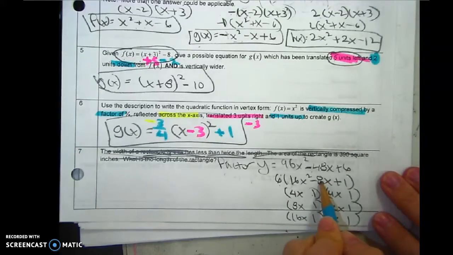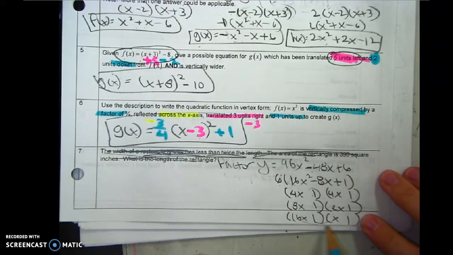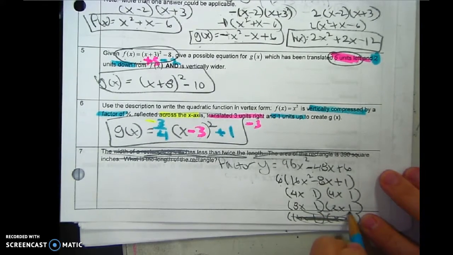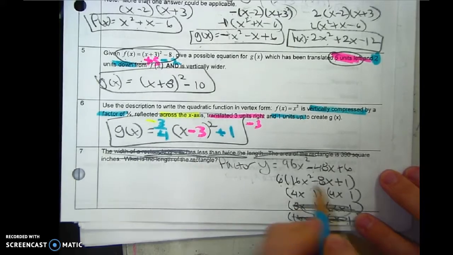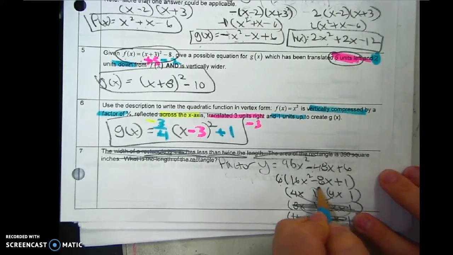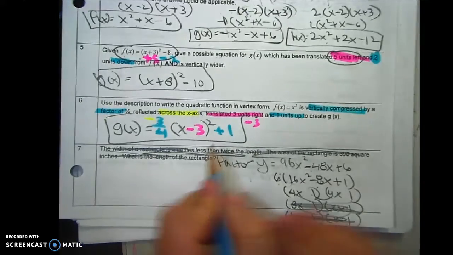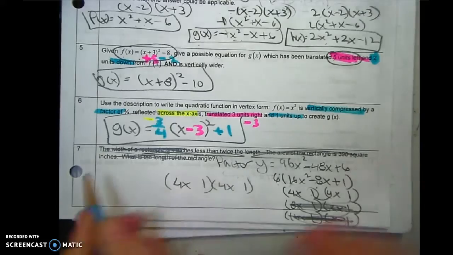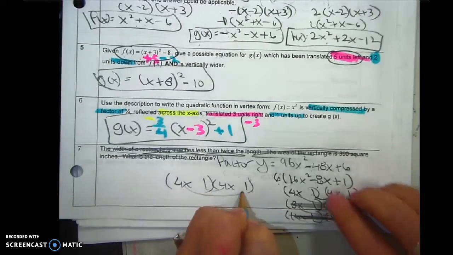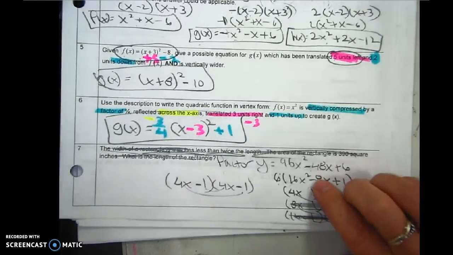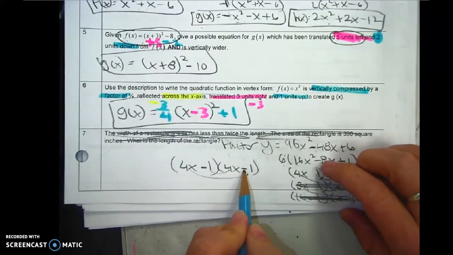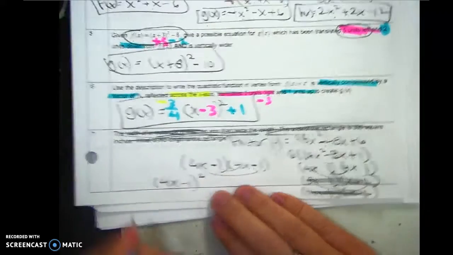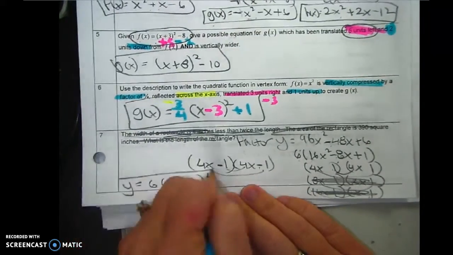So now my goal is to get the 8. 1 and 16 will never get me 8. 2 and 8 gives me 10, but I need 8. 4 and 4 gives me 8. So I'm going to rewrite that over here just to show my work. So there's my 4 and my 4. But since I need a -8, that's negative right there. Now you know I don't like you to write the same thing 2 times. So you write it 1 time, quantity squared. Don't forget the 6. It's still the exact same function.